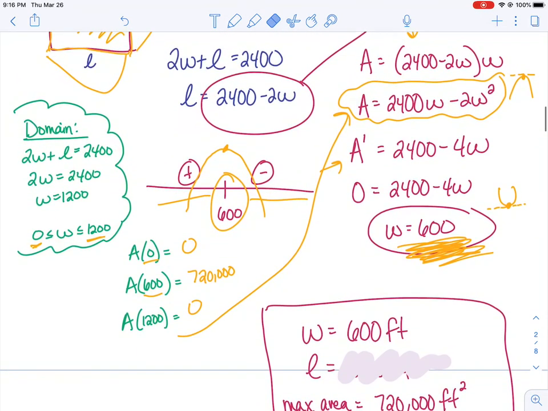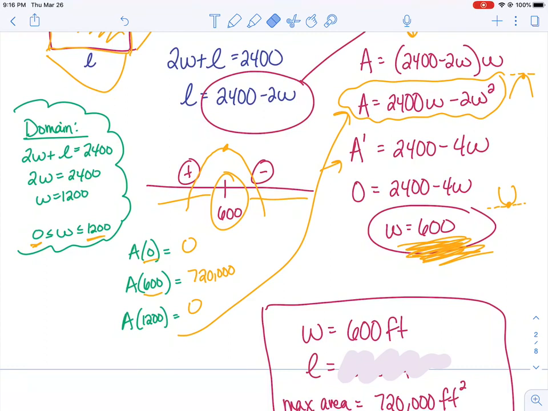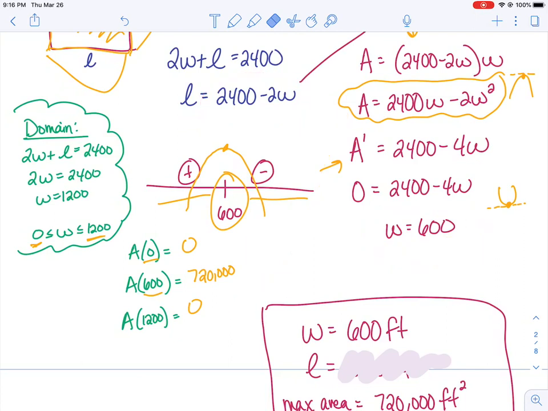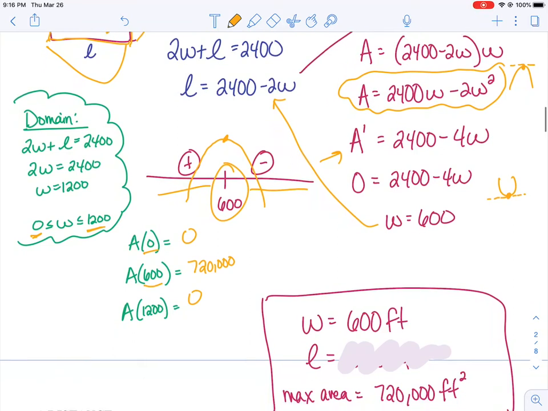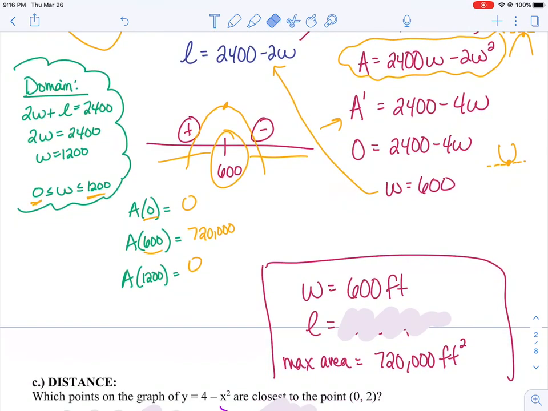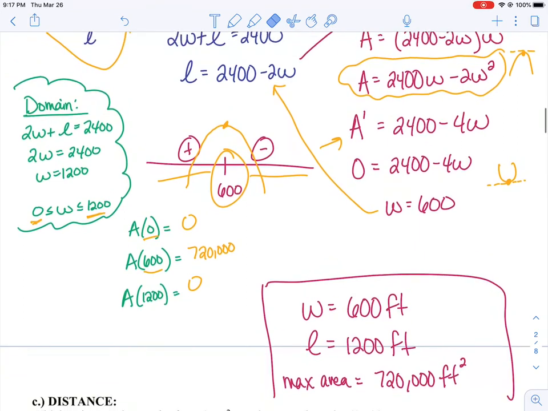But the question also asks me for both dimensions, not just the width, but also the length. Well, now that I know that the width has to be 600, I should be able to plug that in up here to figure out what the length is. And so if the width is 600, then I can tell that the length is going to be 1200 feet. So as long as my width is 600, as long as my length is 1200, I end up getting a maximum possible area for my rectangle of 720,000 square feet.